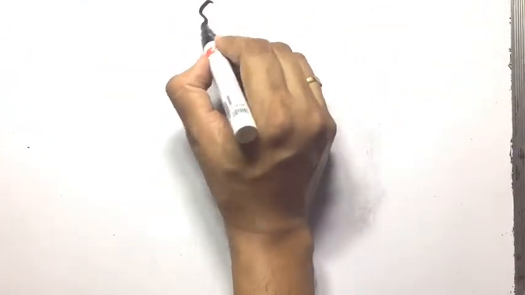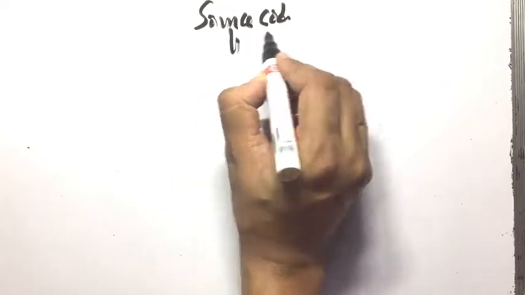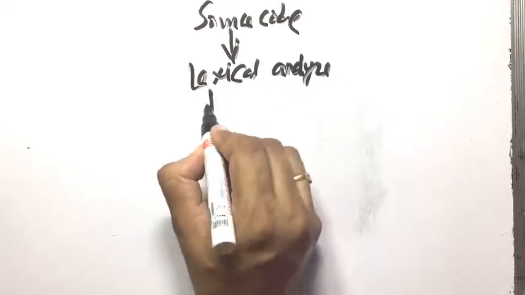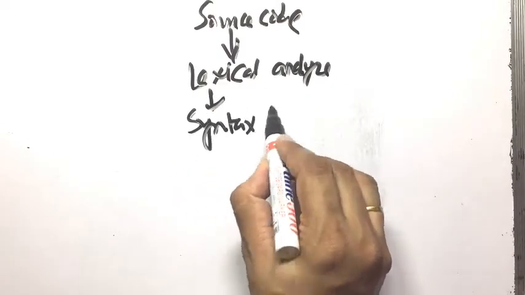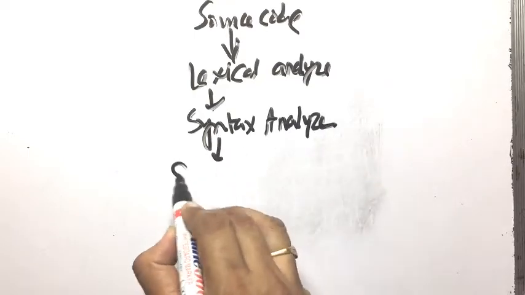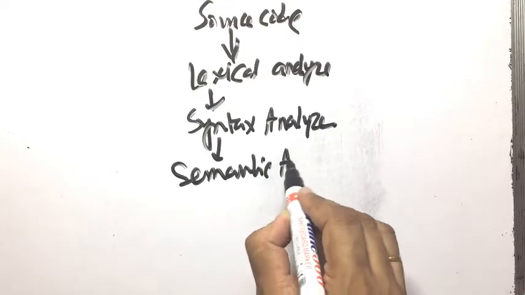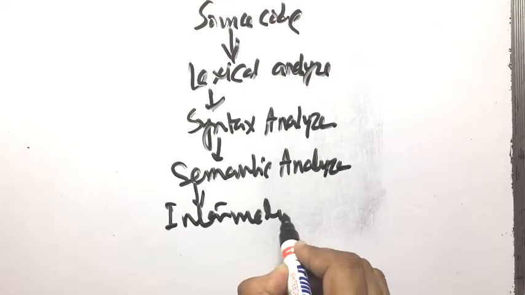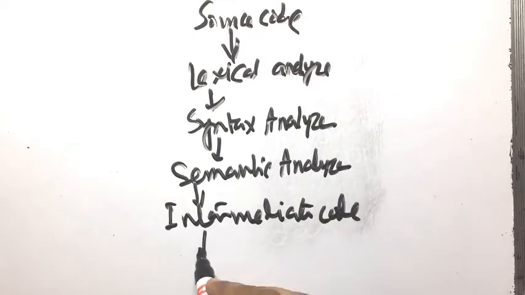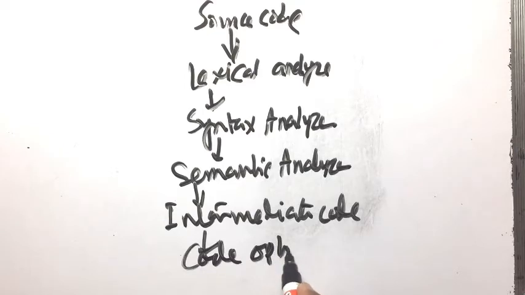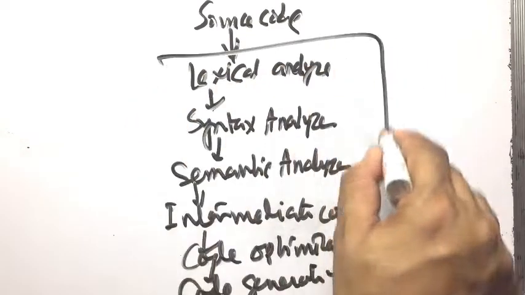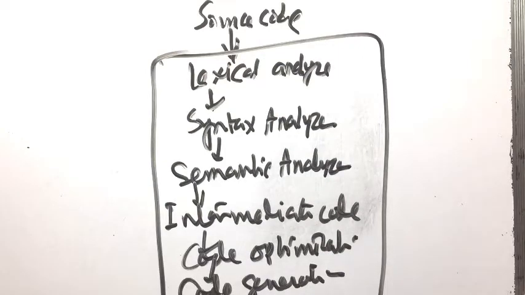We know every compiler starts with source code, and then it moves to the lexical analyzer. After that, it is the syntax analyzer, semantic analyzer, intermediate code generator, then code optimization, and finally code generation. These are the phases of the compiler, and after that the target code is generated.